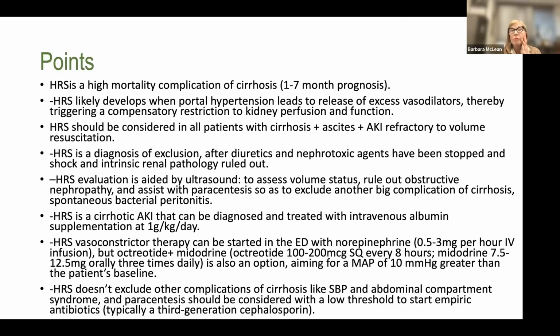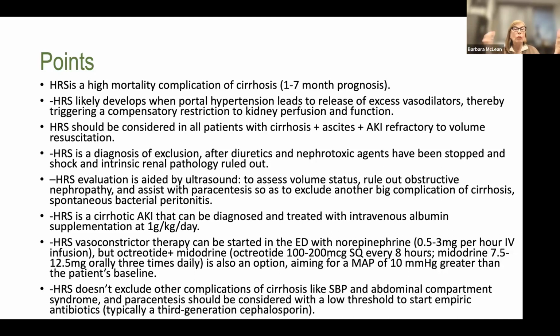It's a high complication of cirrhosis, and once it occurs, it's a 1 to 7 month prognosis. It typically is related, again, to portal hypertension. We actually see release of excessive vasodilators that triggers a compensatory response to reduce kidney perfusion and reduce kidney pressure. It should always be considered, always, in patients with cirrhosis and ascites plus AKI that is refractory to volume resuscitation. So not because our physicians aren't thinking about it or aren't worried about it, they've just got so much else that they've got to think about.